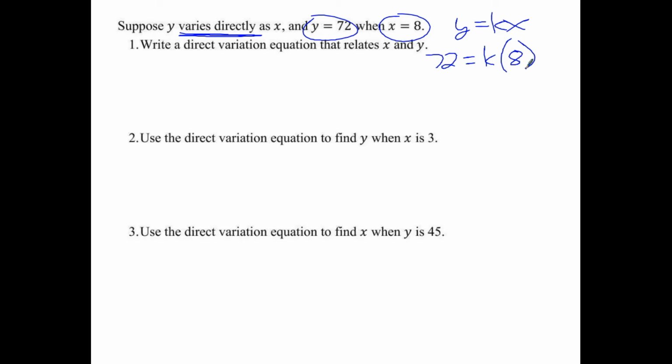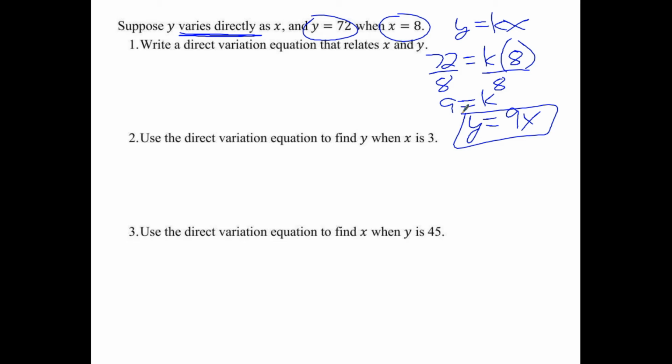So then you divide both sides by 8. What is 72 divided by 8? 9. So we have k is 9. So now we know what k is, which means our direct variation equation is y equals 9x. We use the information that they gave us to figure out what k is so that we know what our direct variation equation is. y equals 9x. And now that we know that, we can find anything that they want to have us find.